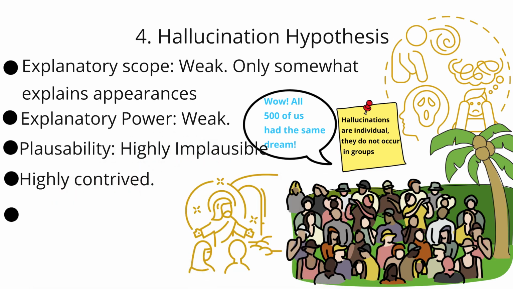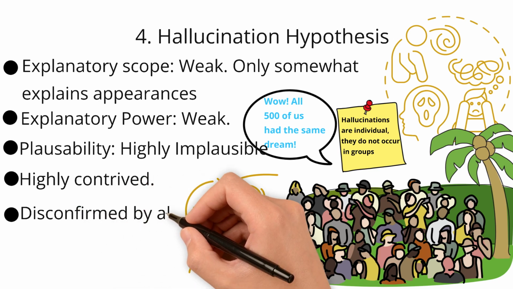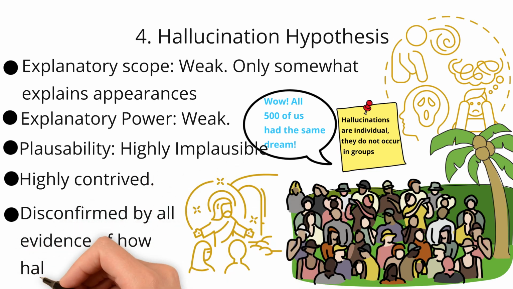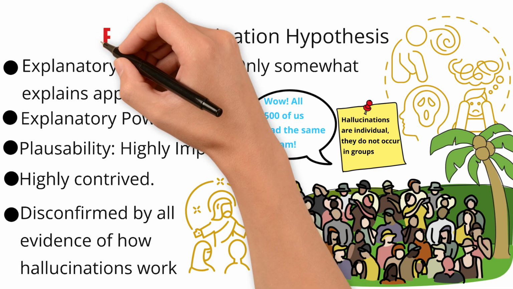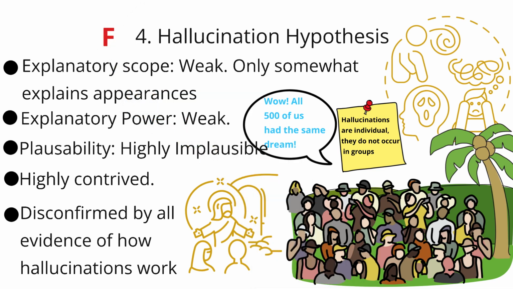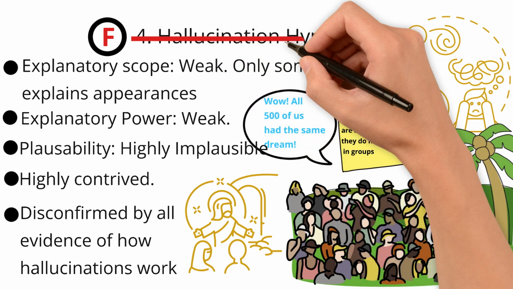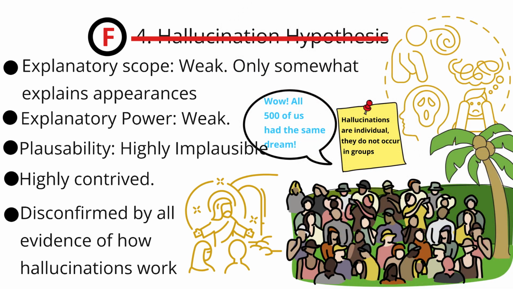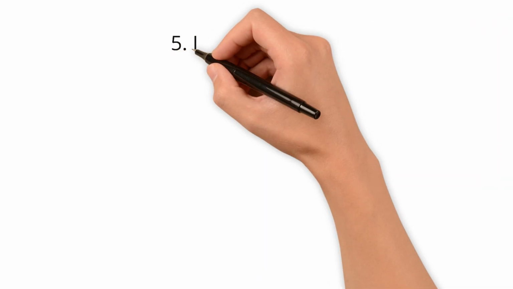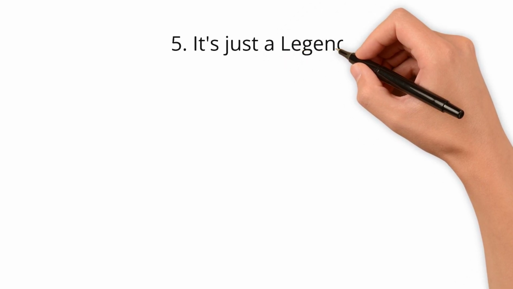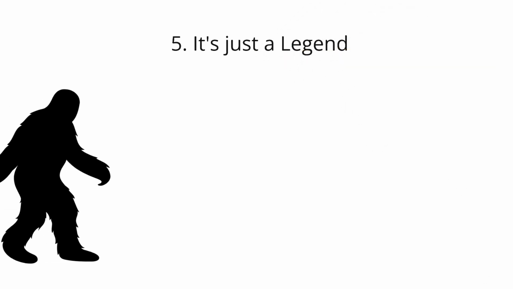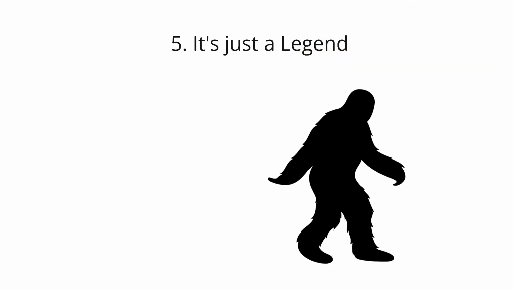The theory is contrived. It has to assume that the disciples, apostles, and even skeptics of Jesus were highly susceptible to hallucinations and all had the same exact hallucination. And it is disconfirmed by the data we have on how hallucinations actually work. Before we examine our last theory, let's walk through 2 more options that often come up.